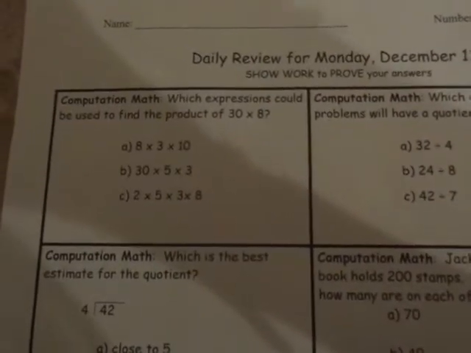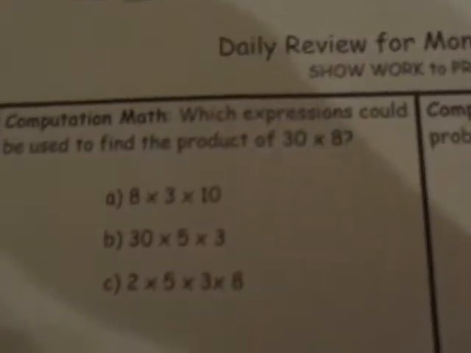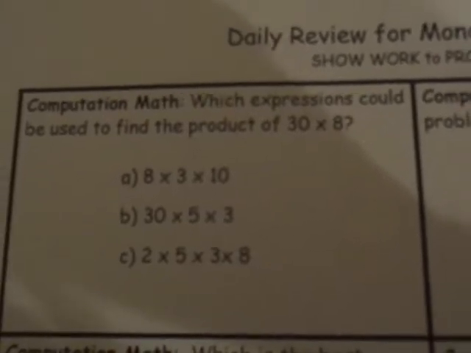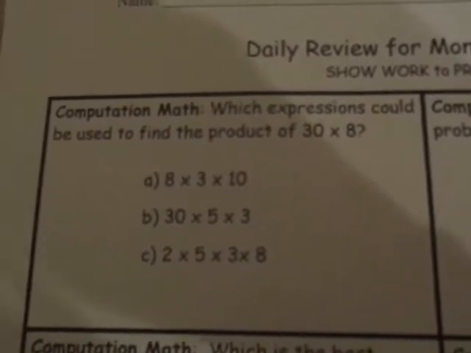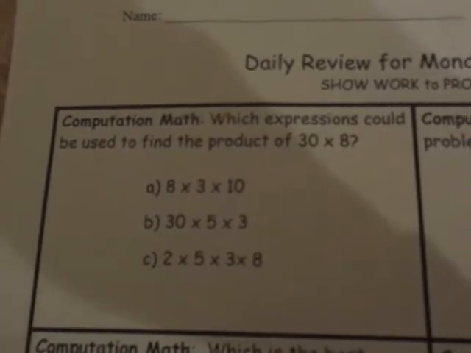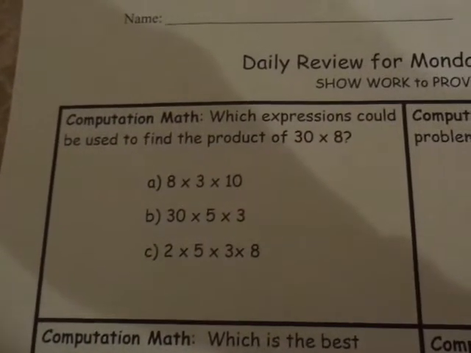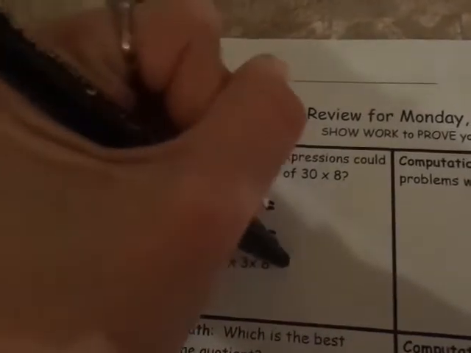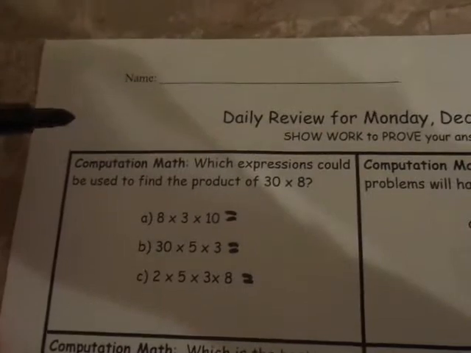Here's our daily review for Monday. First question says, which expressions could be used to find the product of 30 times 8? So first we have to know what 30 times 8 equals, because then we're going to solve A, B, and C to see if it equals the same thing.